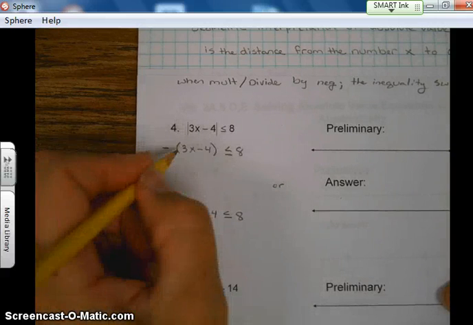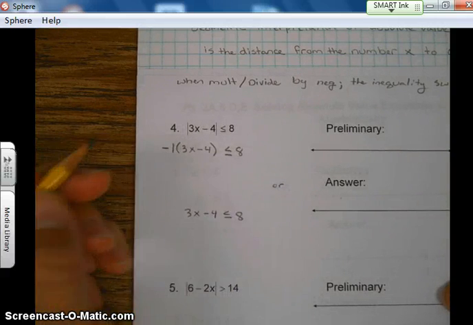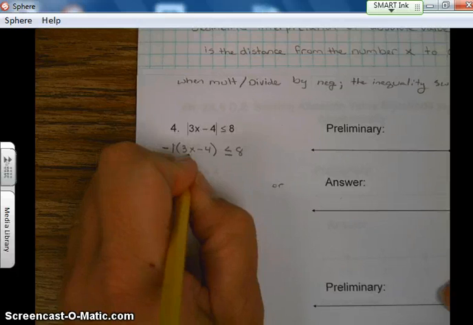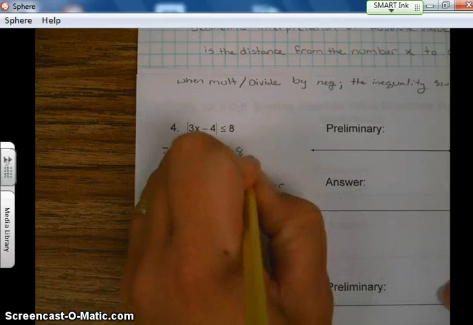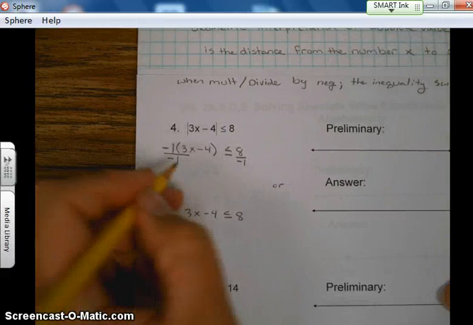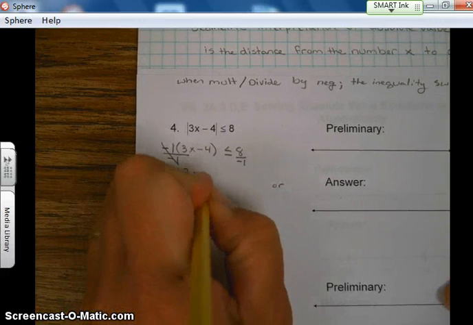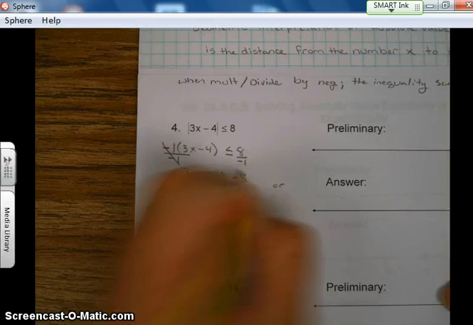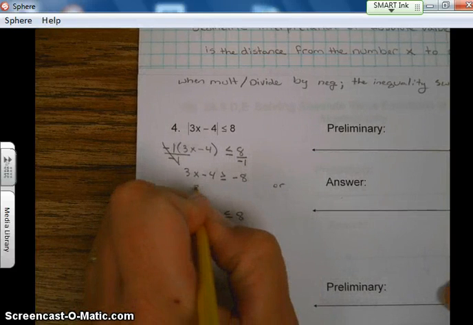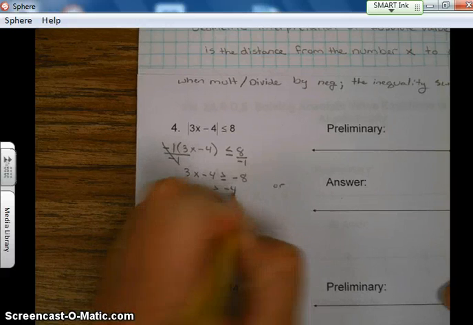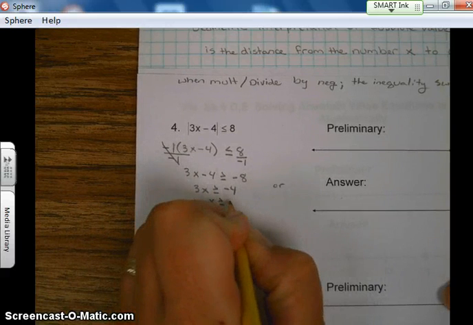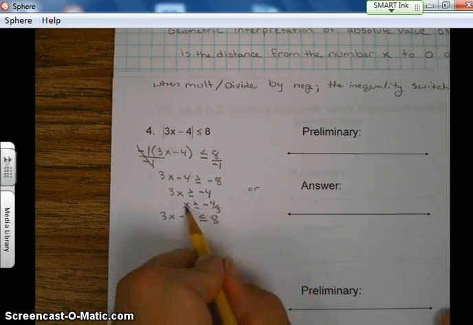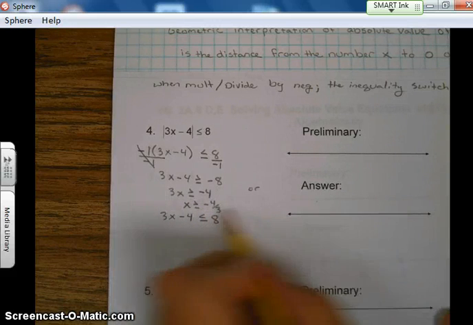First thing I'm going to do here is get rid of the negative 1 in the front by multiplying both sides by negative 1. Actually, I'm just going to divide by negative 1. Does the same thing. Okay, so those cancel. Notice the inequality changes because I divided by a negative. Adding 4 on both sides. Dividing by 3. Okay, so x is greater than or equal to negative 4/3.